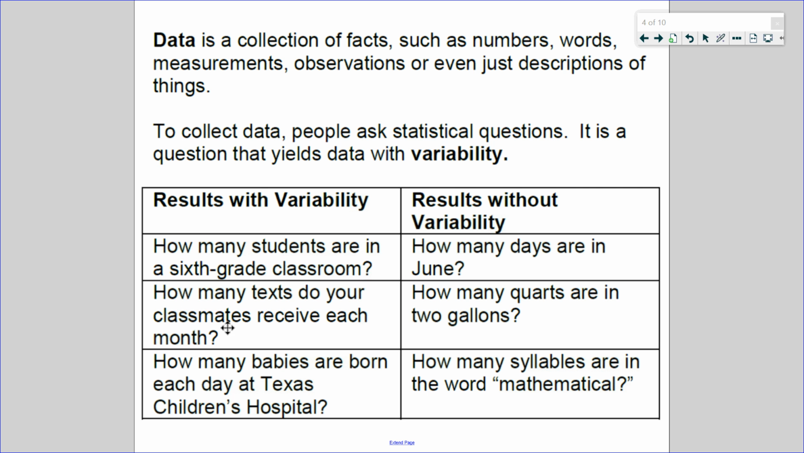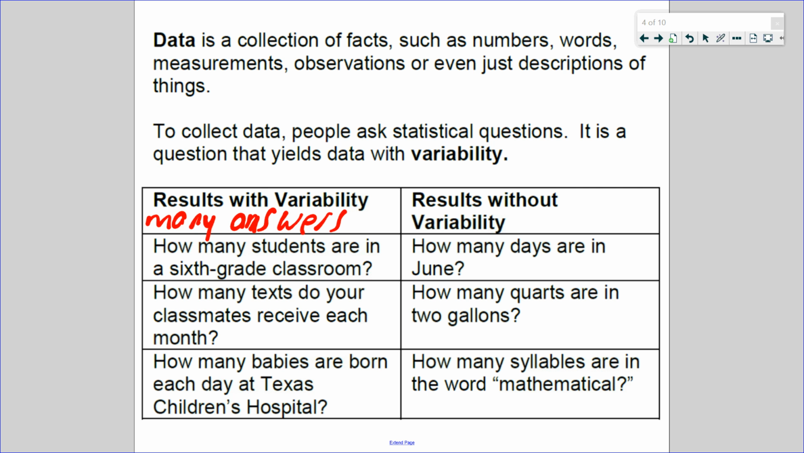How many students are in a sixth grade classroom? How many texts do your classmates receive each month? How many babies are born each day at Texas Children's Hospital? What do these 3 questions all have in common? If you talk about each month, which month are you talking about? January, February, March, April, May, June, July, August? How many babies are born each day? January 1, January 2. From what I think, this one has many answers to this problem.